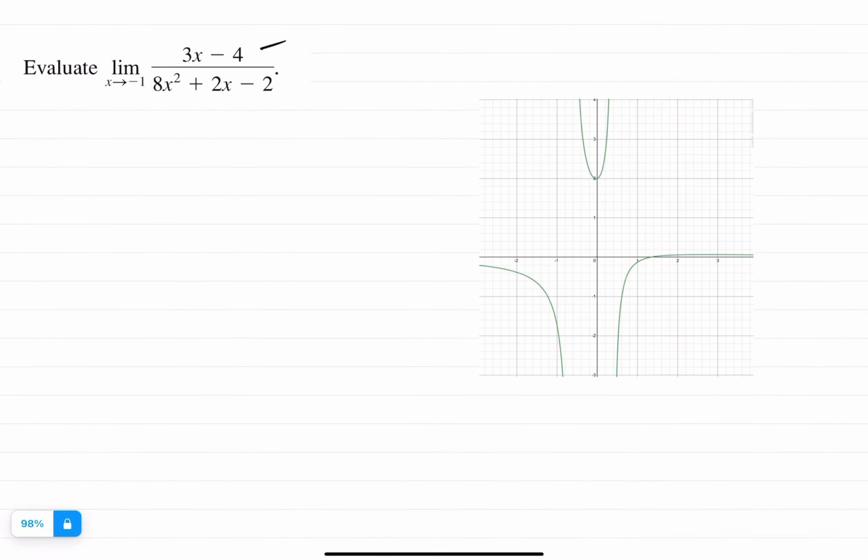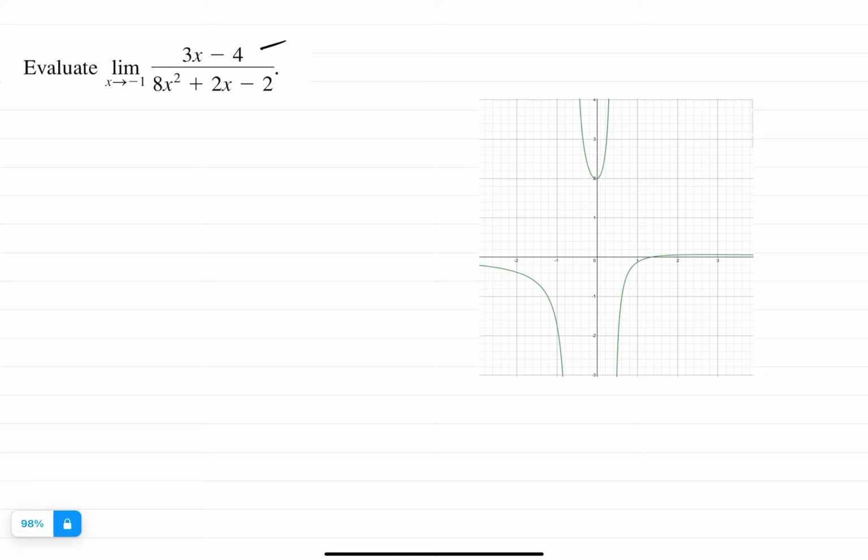We have a function in the form of f(x) divided by g(x), that is, a division. But if you want to use the limit law for this function, you must check that the denominator is not equal to 0. If the denominator is equal to 0, then we cannot use it. The denominator is 8x squared plus 2x minus 2. Since x approaches negative 1, we put in negative 1, and this is 8 minus 2 minus 2, which is equal to 4. Since the denominator is not equal to 0, we can use the limit law for this function.